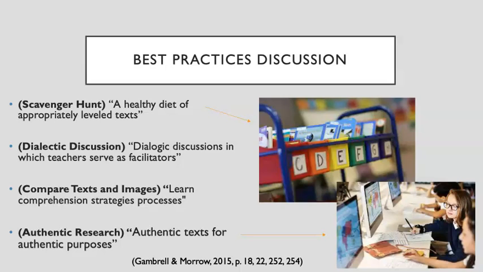Lastly, I want to talk about authentic research. So the goal of the unit is to lead students into authentic research and navigation of online resources. A best practice mentioned in Gramble and Morrow is that students are intrinsically motivated by authentic texts read for authentic reasons or purposes. So I think this unit does that really well, and it's a good progression of activities that has this research at the end. It's done mostly independently, but still there are opportunities to have students share and discuss with peers.